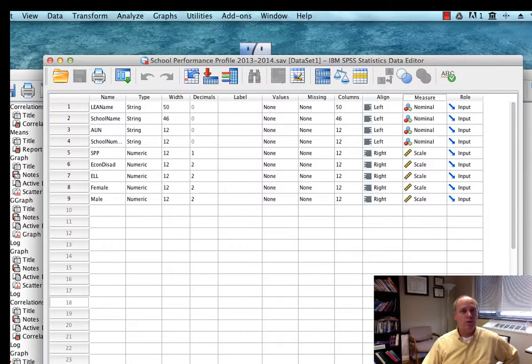All right, so this is the school performance profile. Got the right file here. And the two variables we're going to be using are SPP from PDE data. And by the way, I do believe this is going to be changed coming up, there's going to be a new formula. And economic disadvantage.